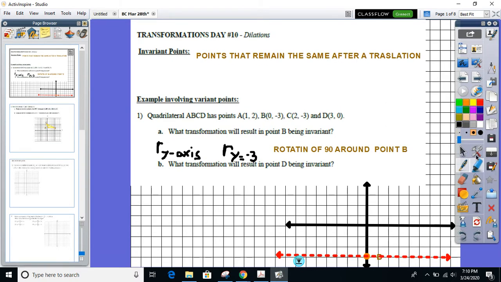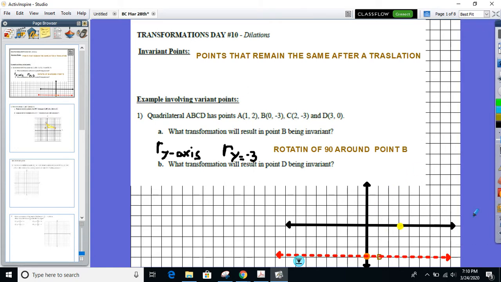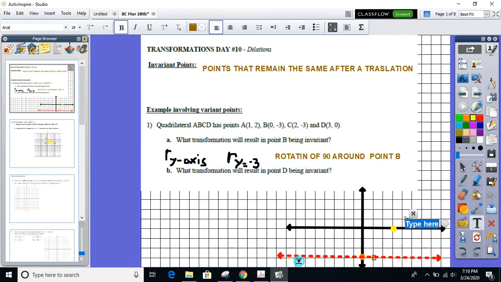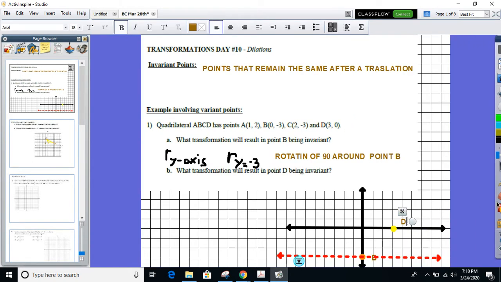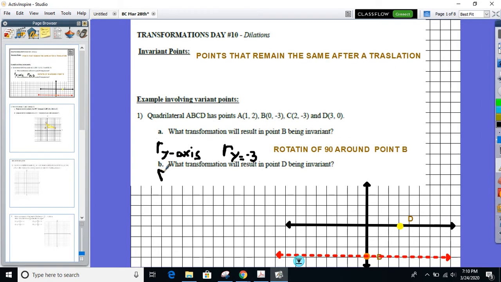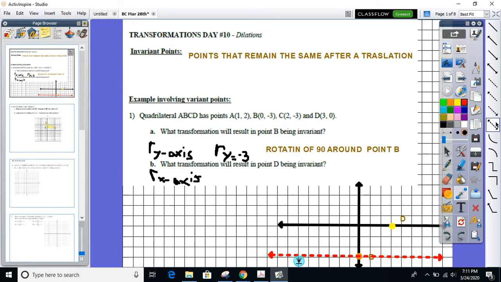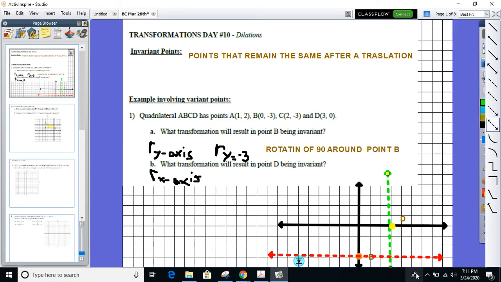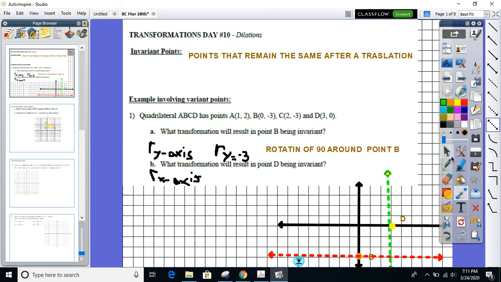What would make point D invariant? So let's get point D graphed, which is (3, 0) right here. There we go. So what could I do here? I could still reflect, right? But now I could reflect it through the x-axis and it would remain the same. How about a vertical line I could reflect this through? How about this vertical line right here? If I reflect point D through there, it is not going anywhere.